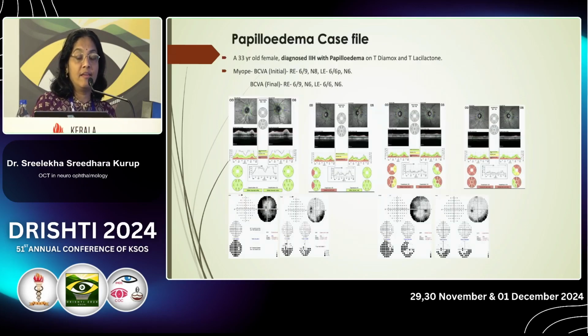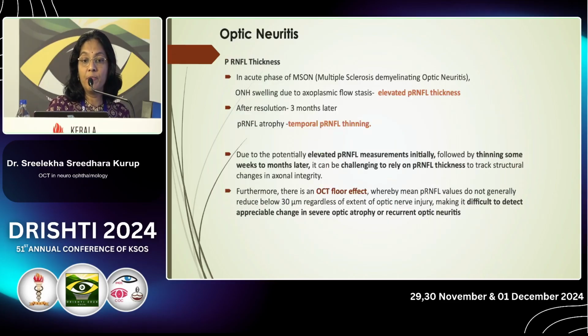This is a case of a young female, 33 years old, diagnosed with IIH and papilledema. She had initial disc swelling with a progressive thinning of the RNFL over time. However, you can see that with the treatment, there is an expansion of the visual fields. In spite of the gross thinning of the RNFL, the fields are getting better. That is why it's not correlating with the visual fields.